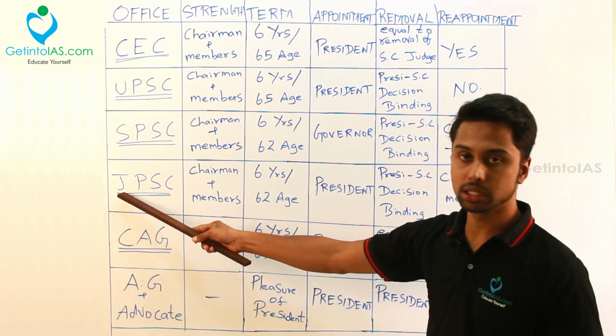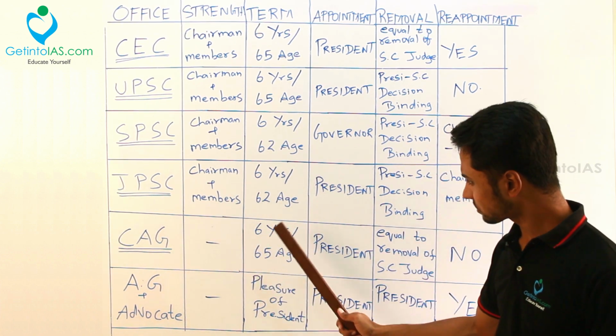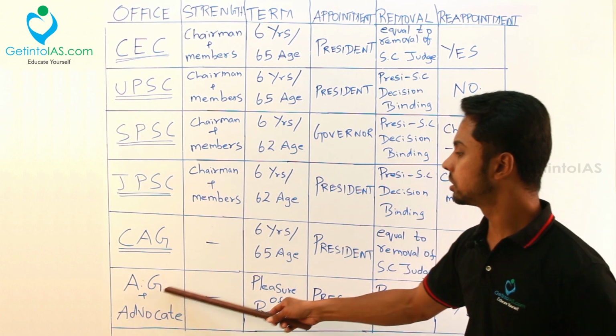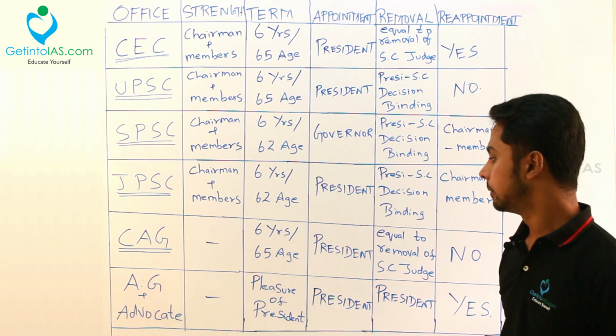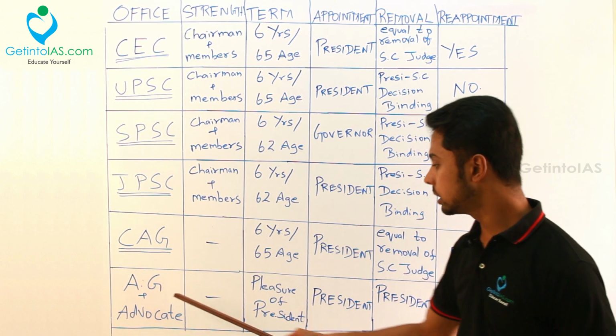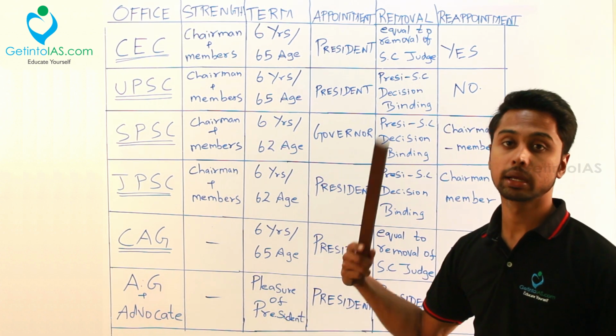And JPSC is also 6 years and 62 years of age. Since here state is concerned, state is included here, the age is 62 years. And for CAG, also it is 6 years and 65 years of age. With respect to your Attorney General of India and Advocate General of State, it is with respect to the pleasure of the President. Okay, with respect to Attorney General, it is President, and with respect to Advocate General of the State, it is left to the Governor.